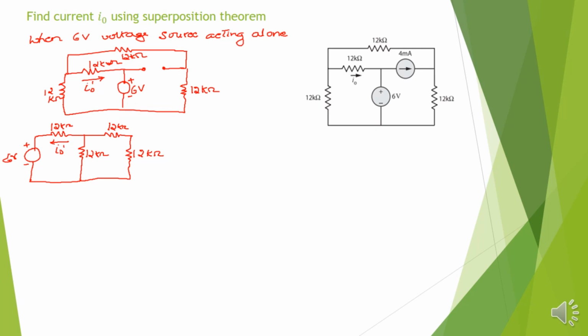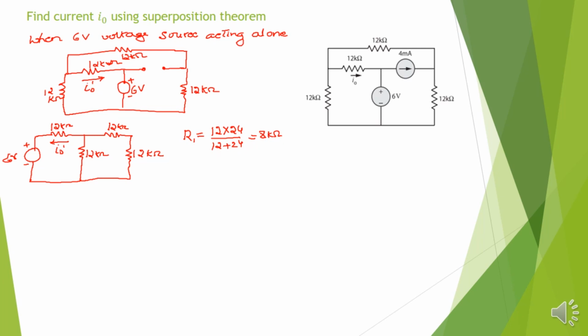Now what is this effective resistance? 12 kilo ohm and 12 plus 12 kilo ohms are in parallel. So R1 I will consider as 12 into 24 divided by 12 plus 24, because these two are in series. So 12 plus 12 is 24, and 24 and 12 in parallel. So it comes as 8 kilo ohms.